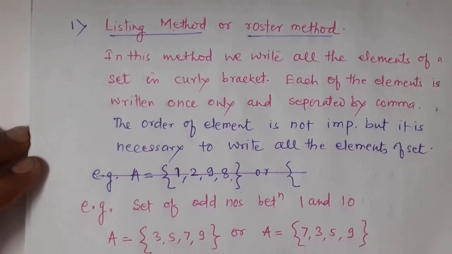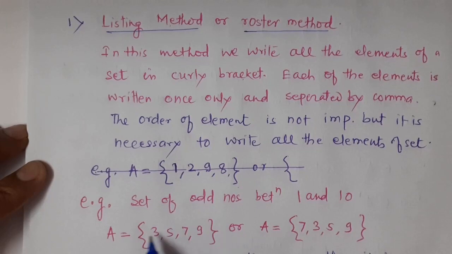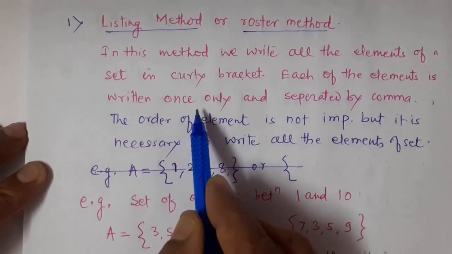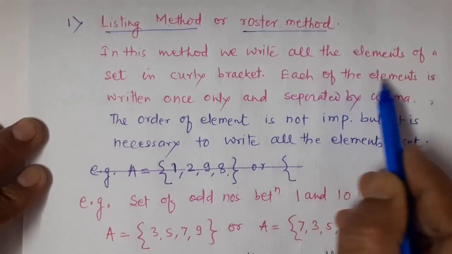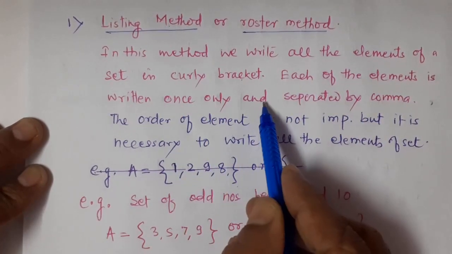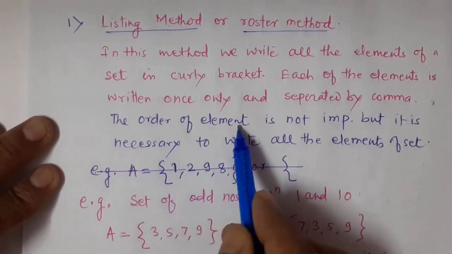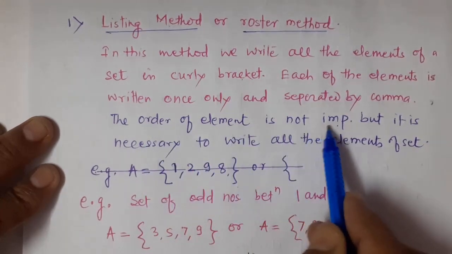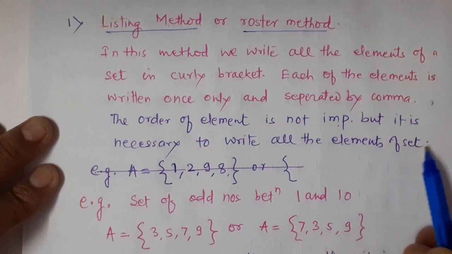We are representing this in curly brackets. This is the opening curly bracket, this is the closing curly bracket. Each of the elements is written once only. That is a very important point. Each element is written only once and separated by commas. The order of elements is not important. In this case, the order of the elements is not important, but it is necessary to write all the elements of the set.